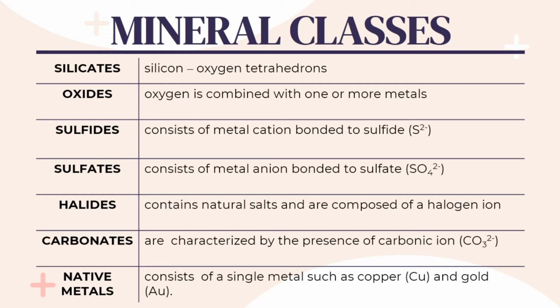Sulfides consist of a metal cation bonded to a sulfide, while sulfates consist of a metal cation bonded to a sulfate. Halides contain natural salts and are composed of a halogen ion. Carbonates are characterized by the presence of the carbonate ion. And lastly, native metals consist of a single metal such as copper and gold.